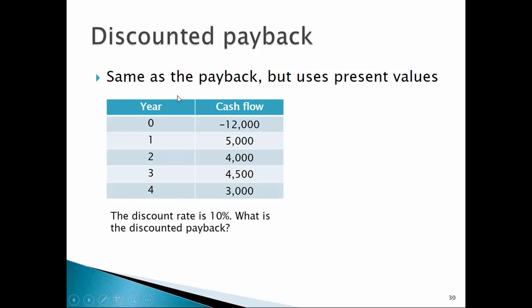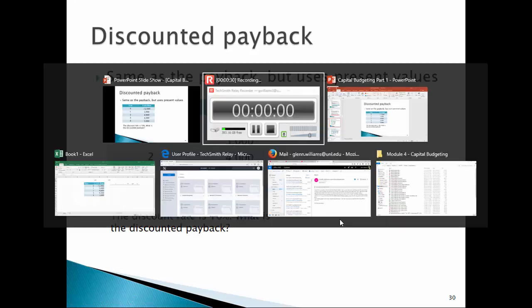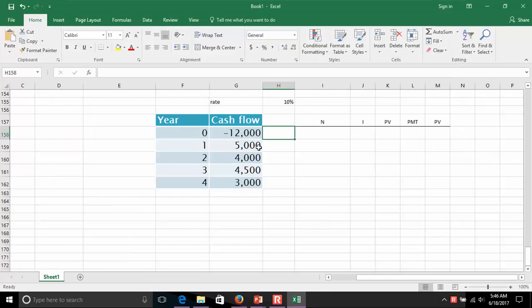So I've got an example here. This is a project that costs us $12,000 today to start, and then it's going to generate these cash flows in the future. We have a required return on this project of 10%, and what's the discounted payback? The way we do that is first we're going to find the present value of all the cash flows here, and I'm just going to use the present value formula.